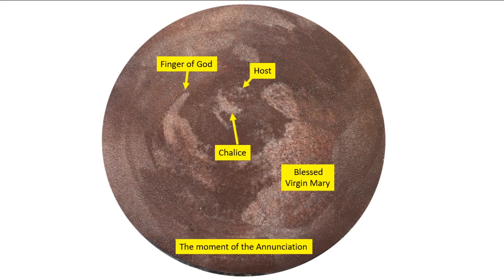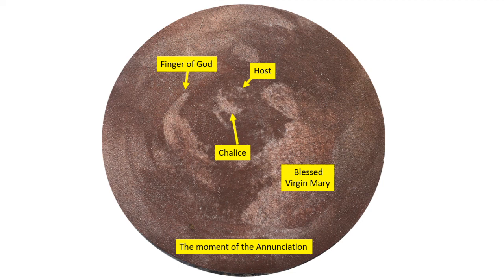So first of all, I want to read what she wrote to me. She said, I see the finger pointing from the hand of God up to a chalice and a host, which is the Holy Eucharist, the body, blood, soul, and divinity of our Lord Jesus Christ, which will be entering into the womb of Our Lady. She said, to me, this is the Annunciation, at the moment that Jesus was conceived in Mary's womb.